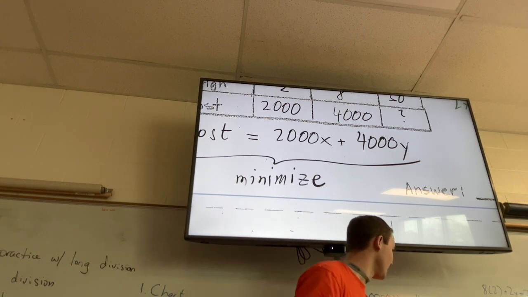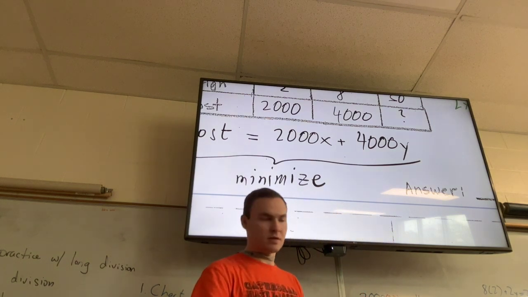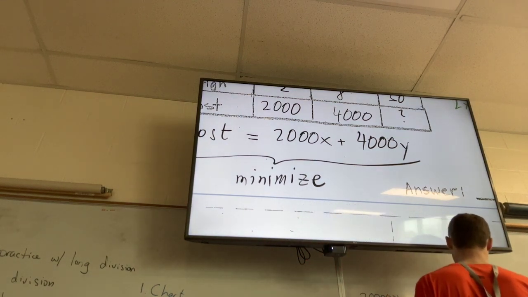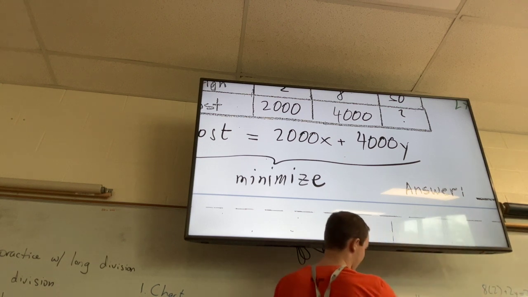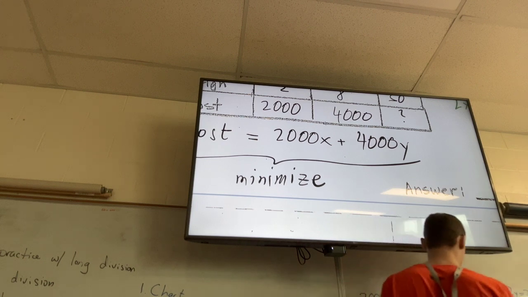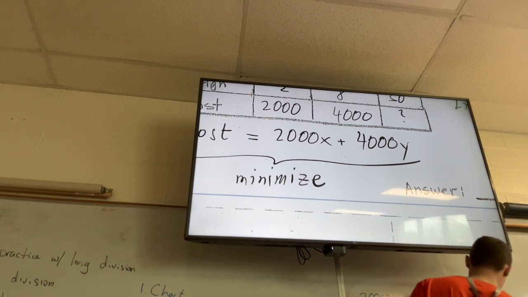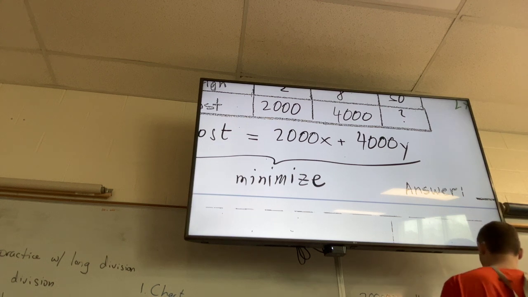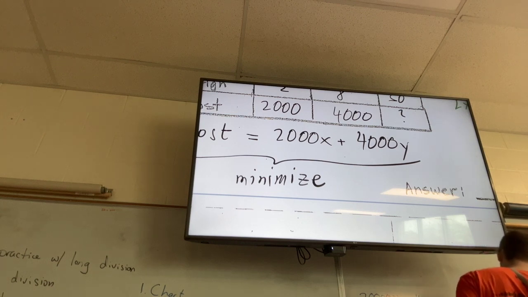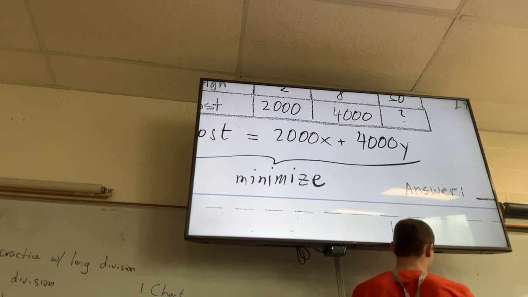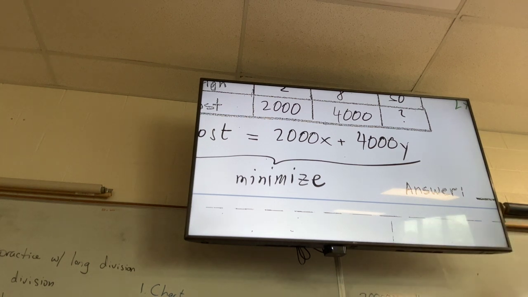Someone help me out. What does the top equation evaluate to? 17,200. What does the second one evaluate to? Is that 20,000? What is the third one? 18. All right. What's my lowest number here? 17. Right? So we want this. This is our solution. Okay, we want this point right here.